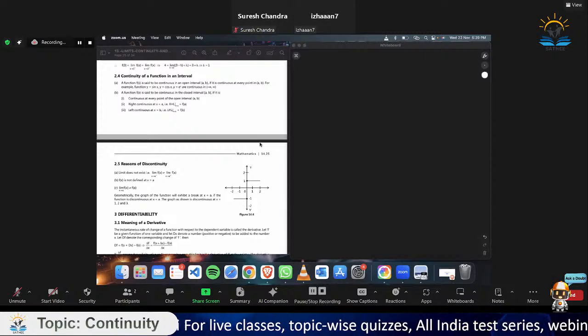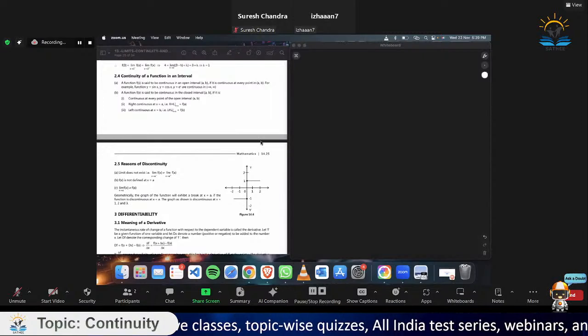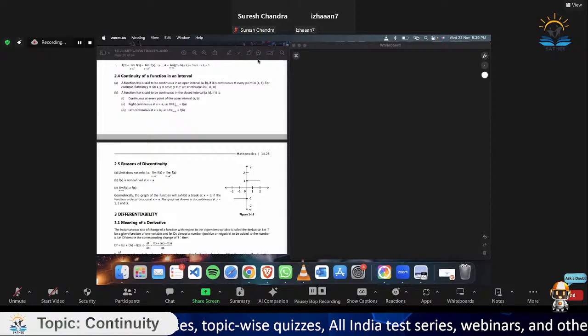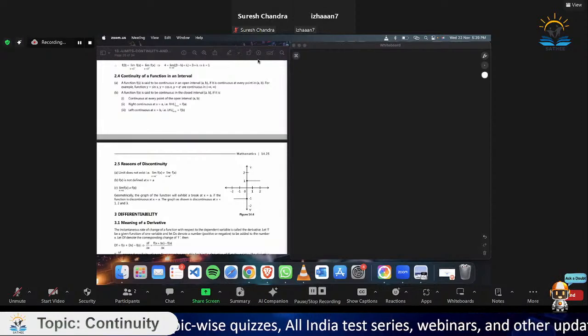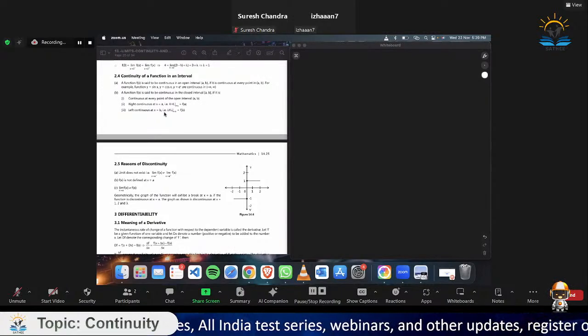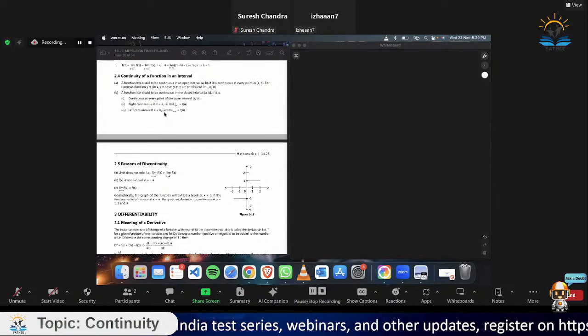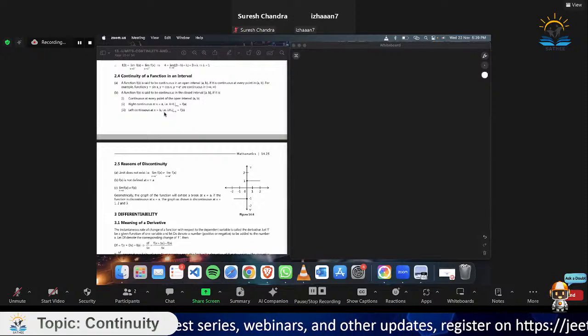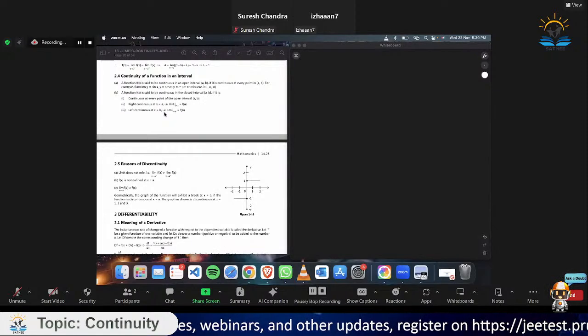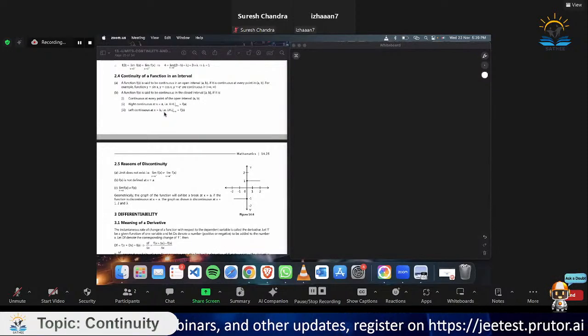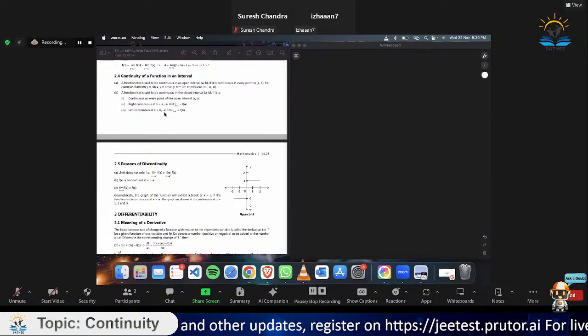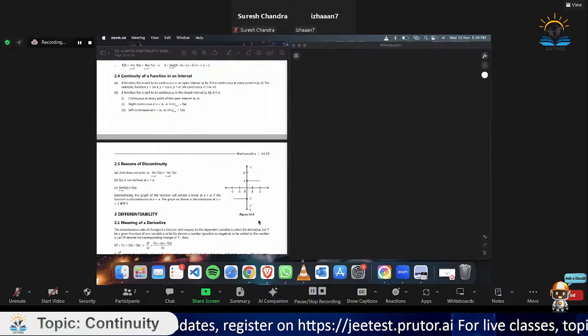So I was just saying, what are the reasons for discontinuity? I've told you that there must be a break or gap in the graph. But you cannot just go on and make a graph out of every function that you get. You have to get some mathematical way to show that the function is discontinuous, right? So that method is LHL is unequal to RHL. That is how you can say it.